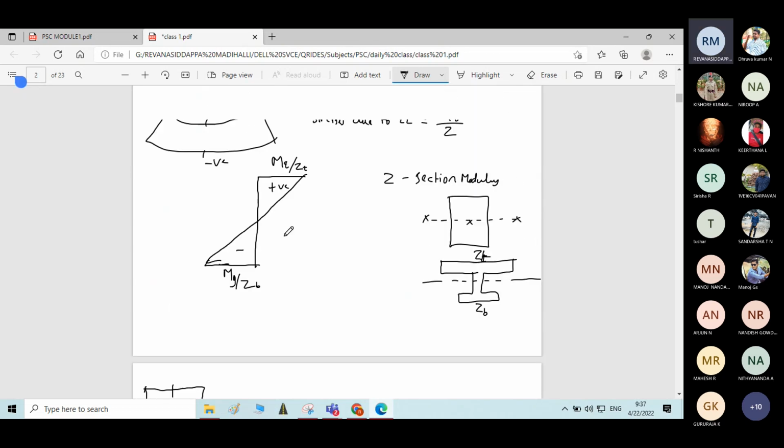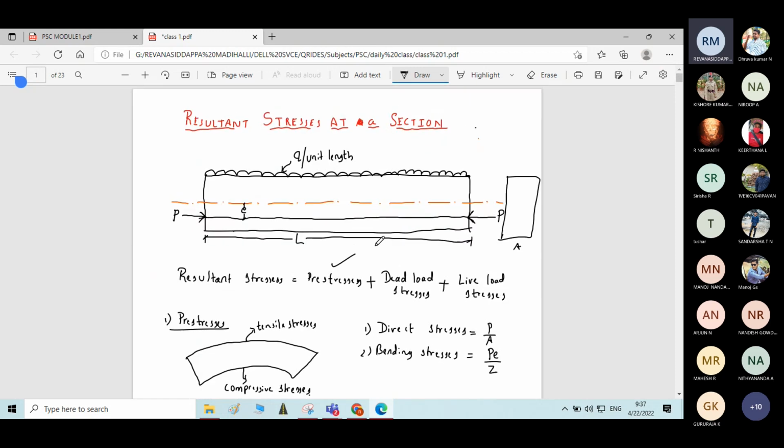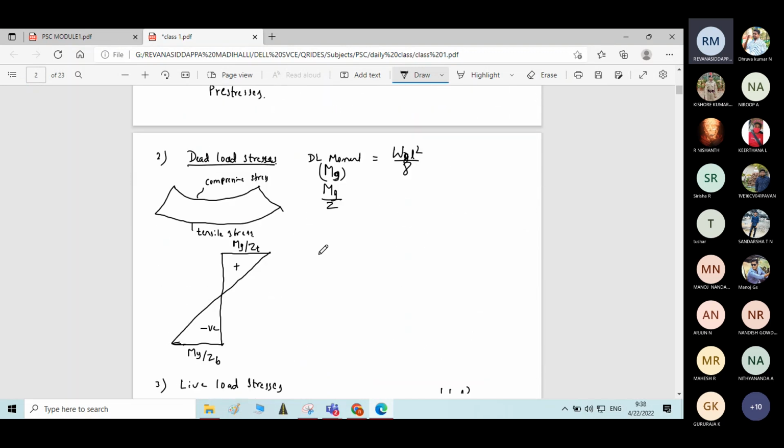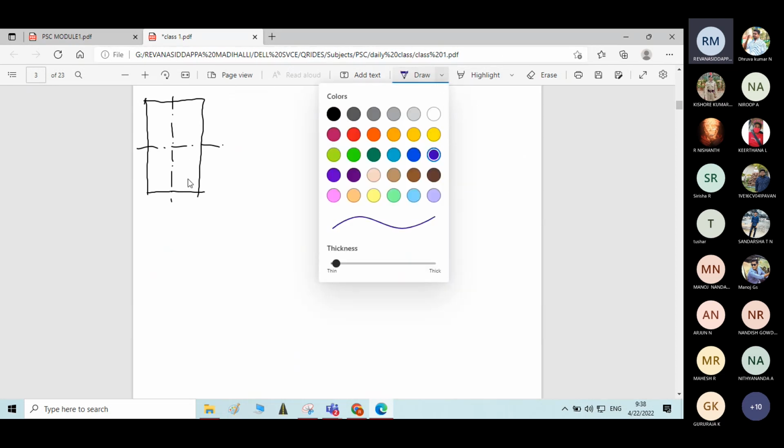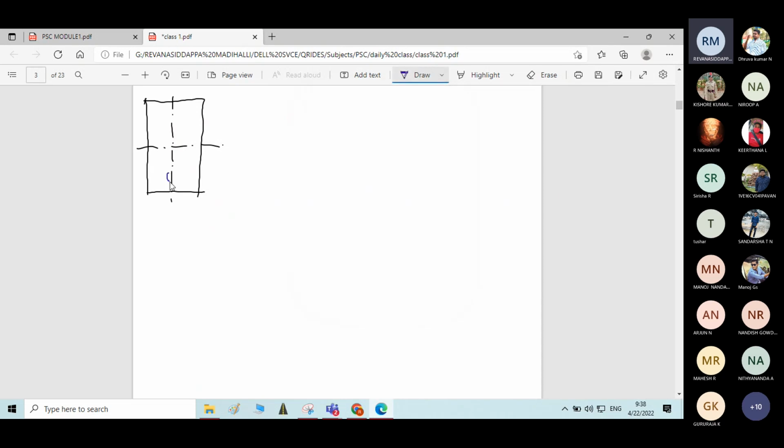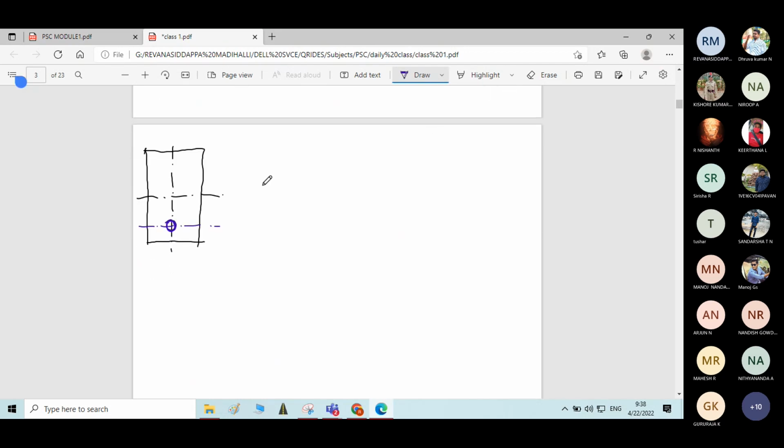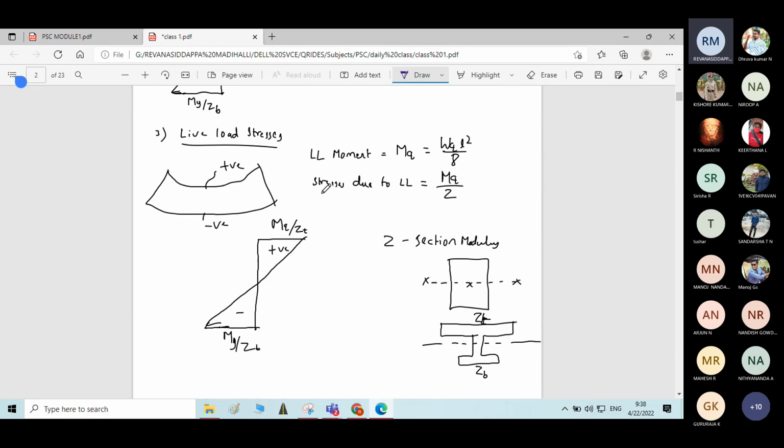Okay, so if you write the cross section, here we have the tendon. This is the tendon. So in the cross section, you will be able to see the diameter of the tendon, or diameter of the prestressing wire, or diameter of the cable. Now we will start writing all the stress distribution diagrams.